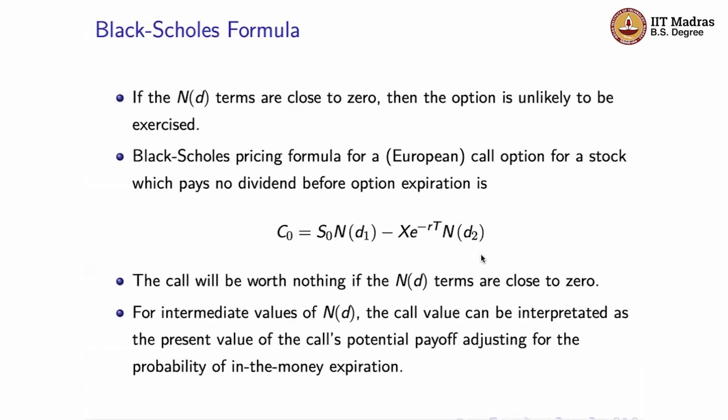What happens in the middle values of N(d)? So then you can interpret this call value as the present value of the call's potential payoff, where you adjust for the probability of the in-the-money expiration, right? So these are the probabilities that you're adjusting. So that's why this is the price of the stock today, but you are adjusting for the fact that you will actually exercise this option. So this is N(d1). And similarly, this is the present value of the strike price. And again, you are adjusting this by N(d2).